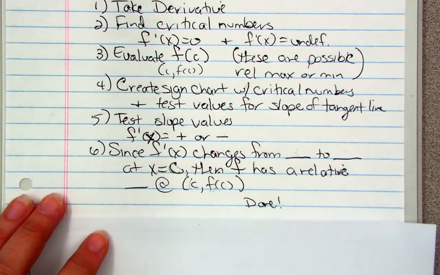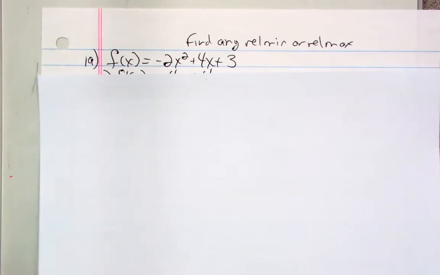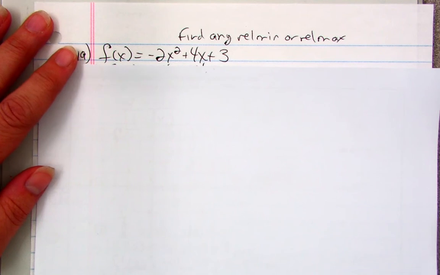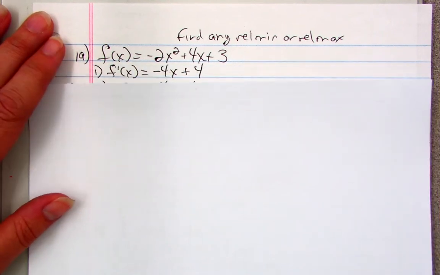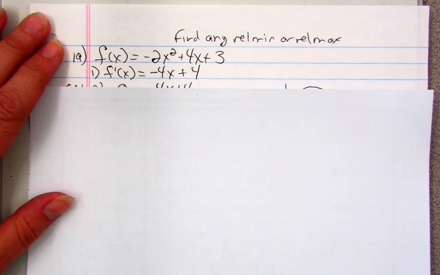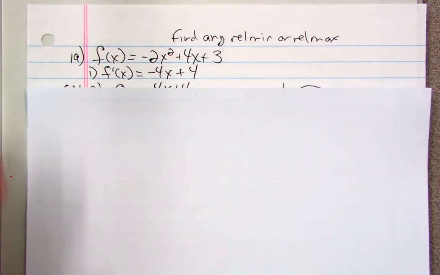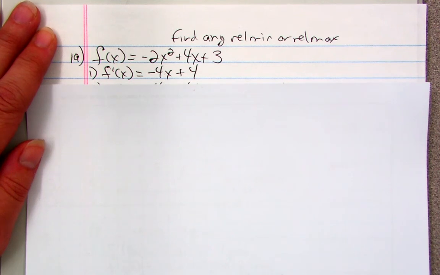So let's see these steps in action. I'm going to do 2 problems that you are not assigned to do. Number 19. Here's f of x. It's some quadratic, some parabola. Step 1, take the first derivative. All I'm going to do is find the relative min or max. That's a quadratic. We can probably find that quite easily, but we're going to use calculus in order to find it. So I'm going to take the first derivative.